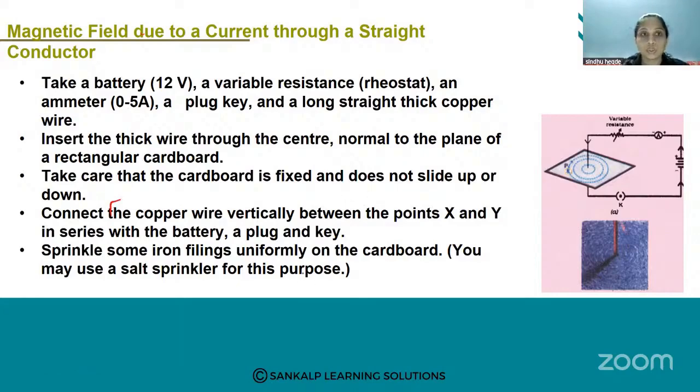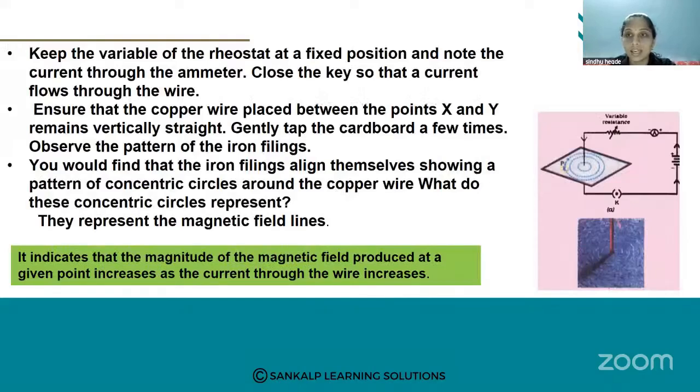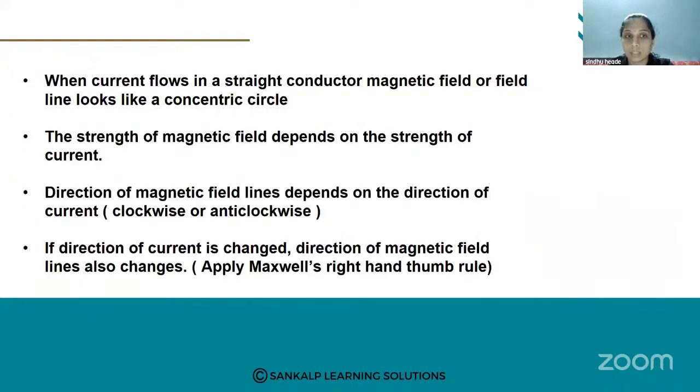Magnetic field due to a current through a straight conductor. So in this concept, what did we conclude at the last? Here we observe that when a current flows through a straight conductor, a magnetic field is generated around the conductor, and due to that magnetic field, field lines are formed. In which pattern are the field lines formed? They are formed in concentric circles, right?